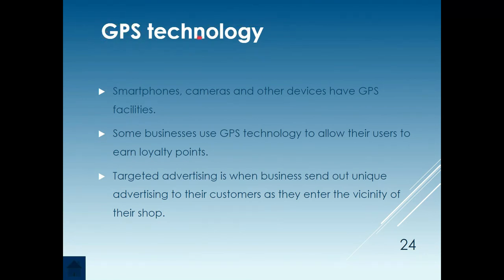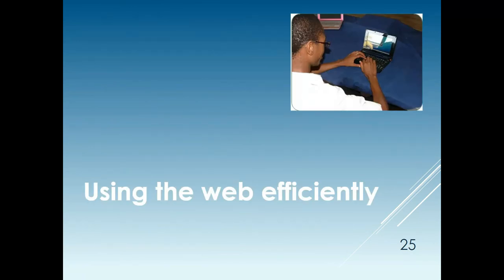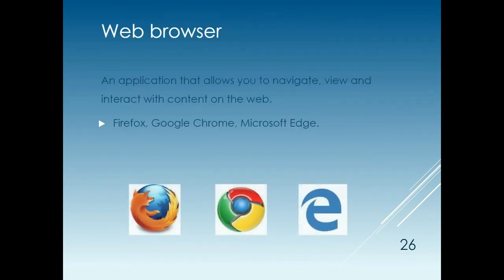Okay, so that's that. Now let's talk about how to use the web efficiently. Number one, we always have to ensure that we have the right web browser every time. And what is a web browser? It's an application that allows you to navigate, view, and interact with the content on the web, or you can say with the content on the internet. Okay, so examples of web browsers that we're all familiar with are Firefox, Google Chrome, Microsoft Edge, Internet Explorer, and Mozilla Firefox.